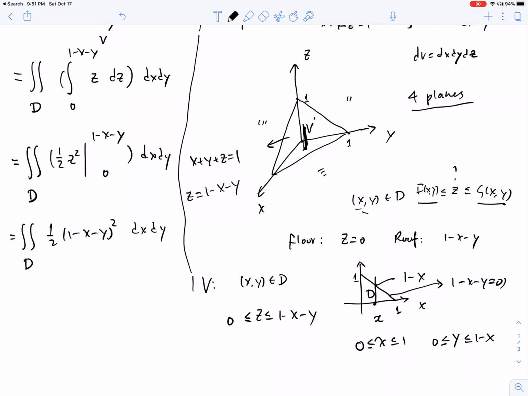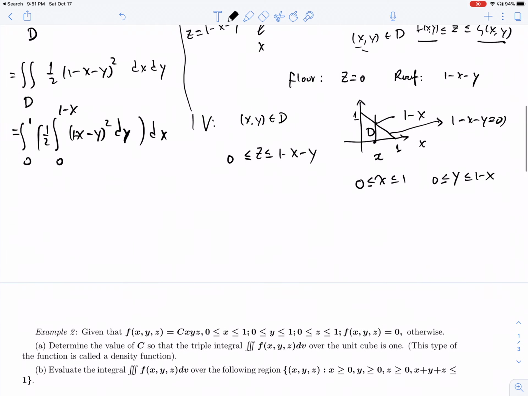So now we can integrate this one from 0 to 1, okay? And then next one over here, we have from 0 to 1 minus x. And then 1/2 is a constant. You can take it down. Doesn't really matter. And (1 minus x minus y) squared, and this is dy. After you finish, and then you do the dx. Okay. All right, so let's try very carefully.